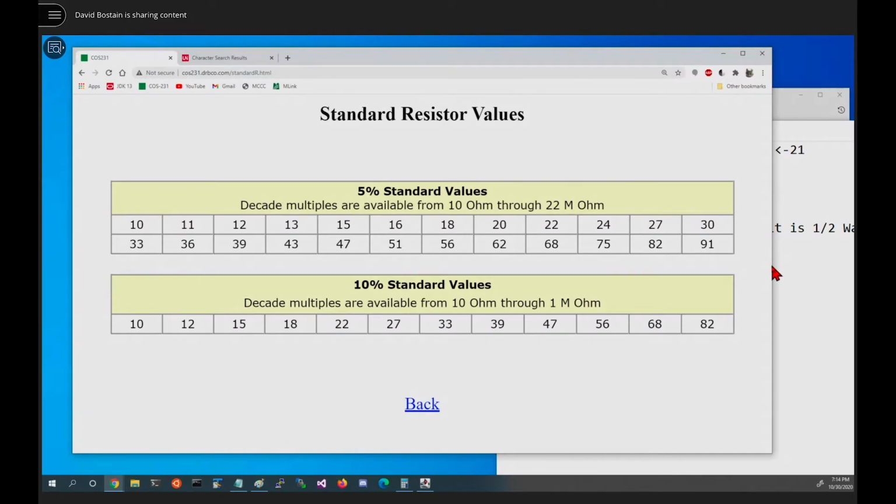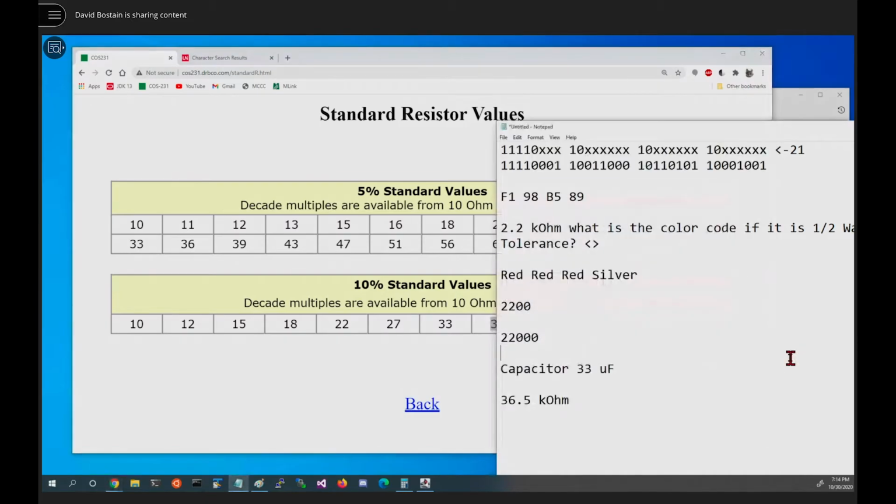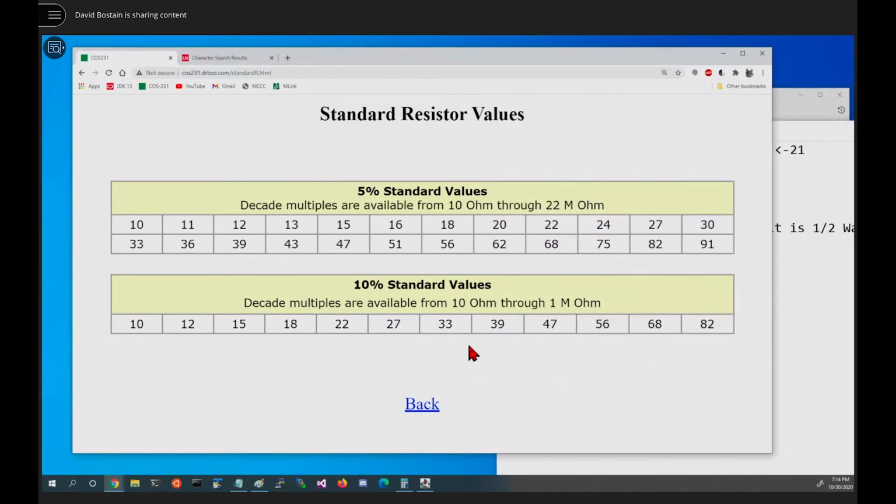A 39 ohm resistor. Well, 39 makes for a good choice here because it's a little bigger than 36 and is about the same distance 33 is from it, right? However, in 5% there is a 36. So I could buy a 5% resistor of the right value.